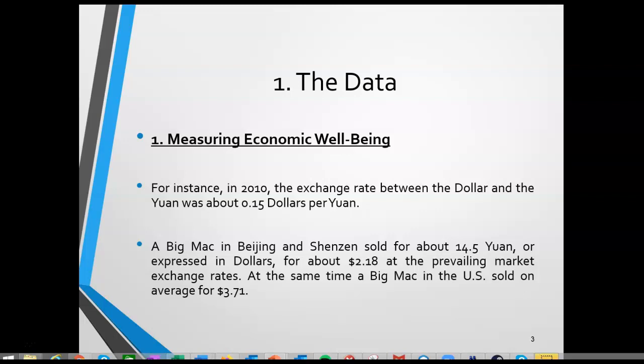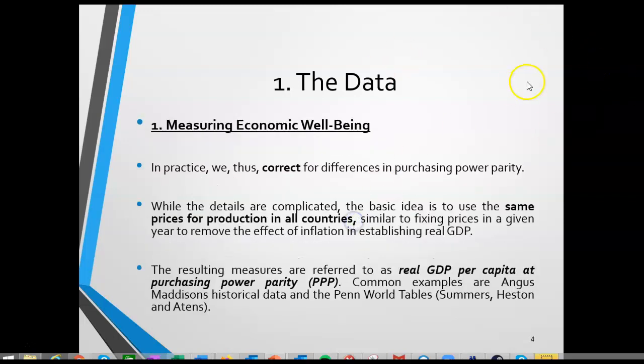Now, some of this behavior exists in international trade and it explains trade flows across countries, but for certain goods, trade just isn't feasible. In this particular case, you're not going to fly to Beijing just to get a Big Mac that is $1.50 cheaper. That's generally the idea.